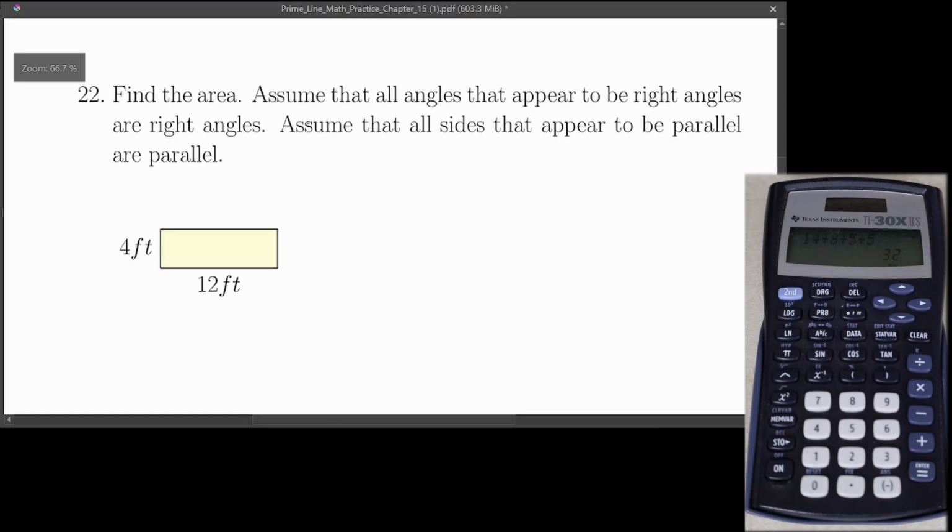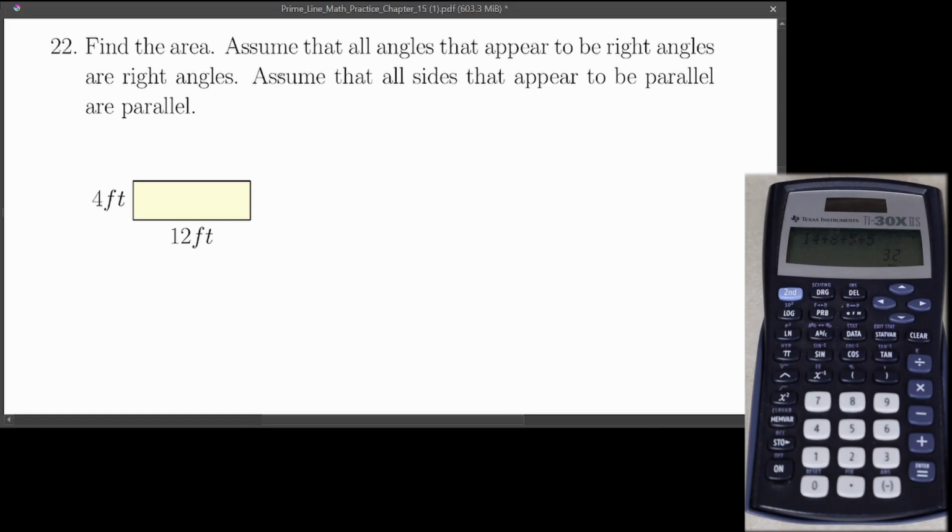Okay. On this one, we are finding the area. If they look like a right angle, assume they're a right angle. So we can use our regular length times width measurements. So 4 times 12 is going to be our area. That gets us 48. And feet times feet gives us not millimeters, but feet squared.